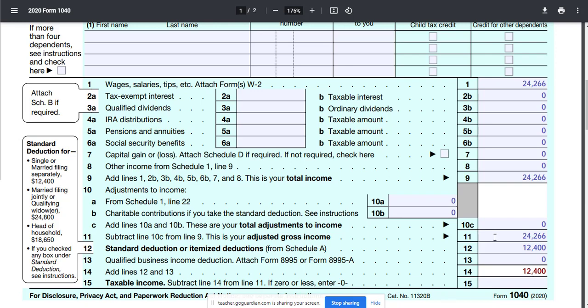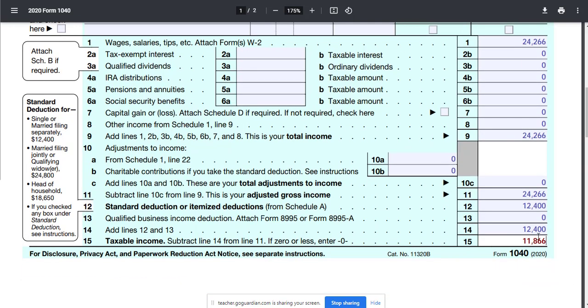Subtract line 14 from line 11. So who wants to subtract those two numbers for me? Get your calculator out. $11,866. Yes. Nope. What? How? Oh, yeah, sorry. I was thinking there was another number. Sorry. I had written it down backwards. No way. For some reason I thought it was 688. And then I looked up.